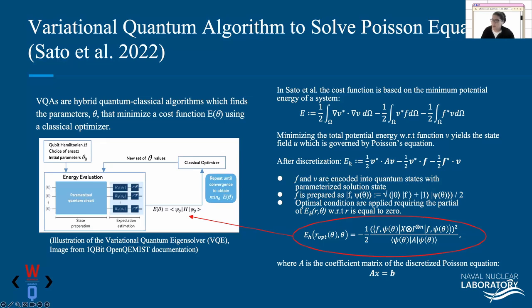So in Sato et al., what they did was they essentially replaced the cost function that would be in the VQE with this cost function, which they derived by minimizing the total potential energy of a system. And they recognized that by minimizing this equation, we can actually recover the Poisson equation.